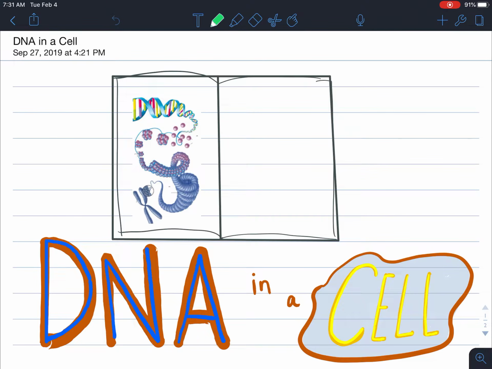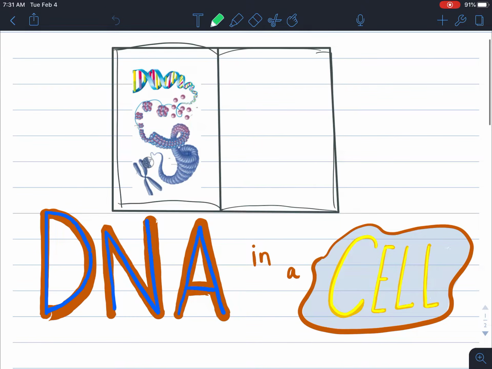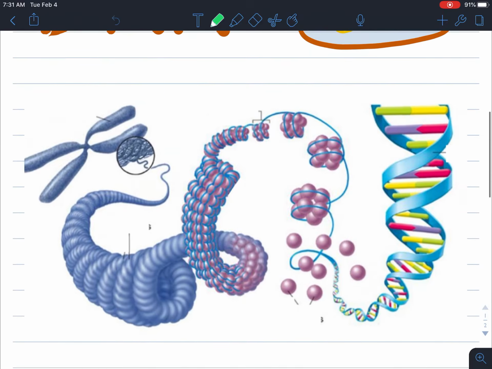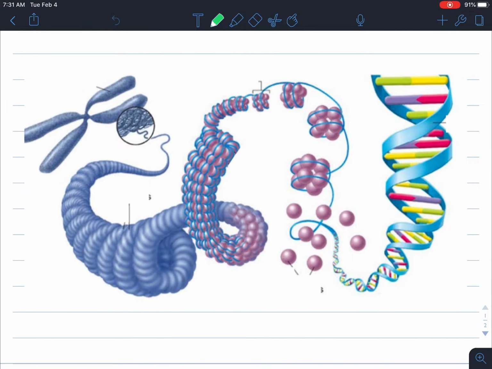DNA in a cell. So title your page, DNA in a cell, and also get this handout. Don't draw this. You can pick this up in the classroom. Find it in the extras bin. And where I left you last time is that we were drawing this structure here.